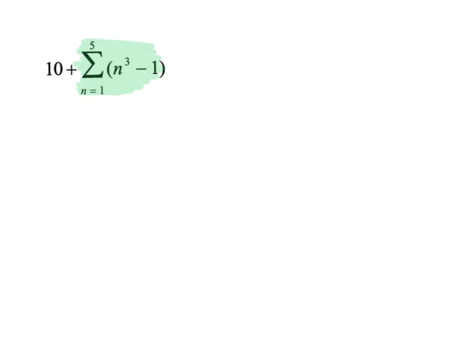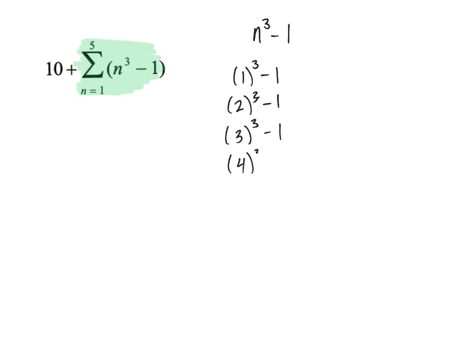So we're going to start with our pattern sequence, n to the third minus 1. We start with n is 1. So 1 to the third minus 1, 2 to the third minus 1, 3 to the third minus 1, 4 to the third minus 1, and 5 to the third minus 1. So let's go ahead and add those up. So the first one is 0. 2 to the third minus 1 is 7.